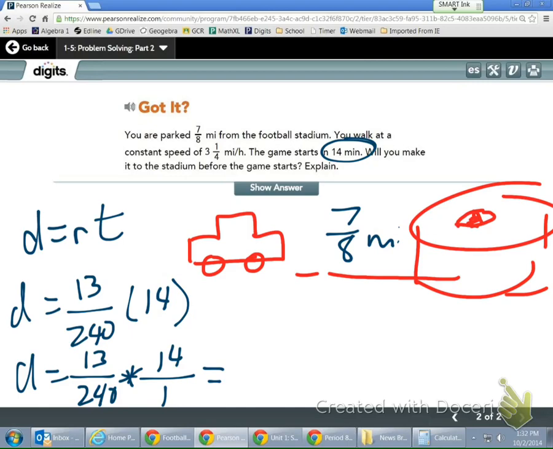Someone with their calculator, 13 times 14, help me out here. Hands please, don't shout it out. This time give me a good calculation. 182. All right, confirmed with Schaefer's calculator. So we have 182 over 240. Can someone tell me what 182 over 240 is? Wait, yep, 182 over 240.